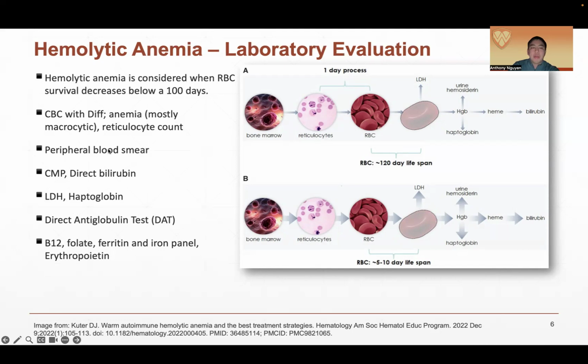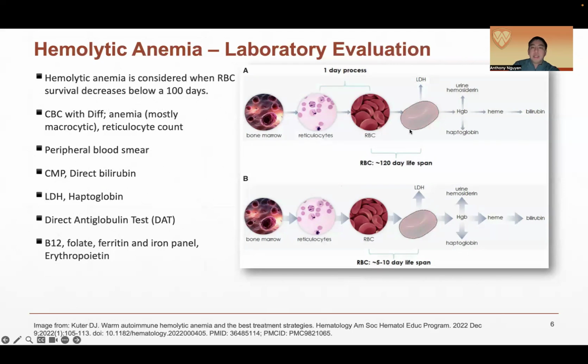We also obtain a peripheral blood smear, where we look at the blood underneath a microscope. We also obtain a metabolic panel and also measure direct bilirubin, and we also measure other markers such as the lactate dehydrogenase and haptoglobin, which are markers of red blood cell turnover. And we also obtain a direct antiglobulin test, which we'll talk about more later. And we also obtain vitamin and nutrient measures such as B12, folic acid, and iron panel.